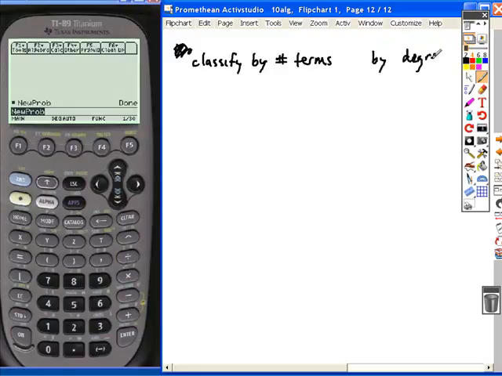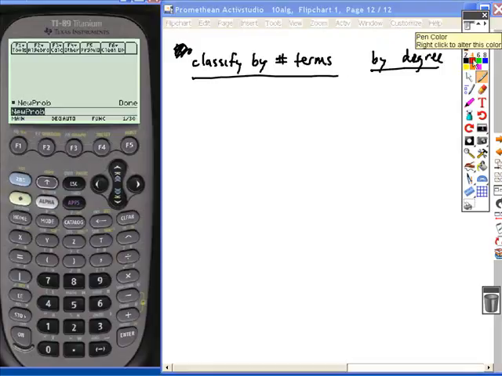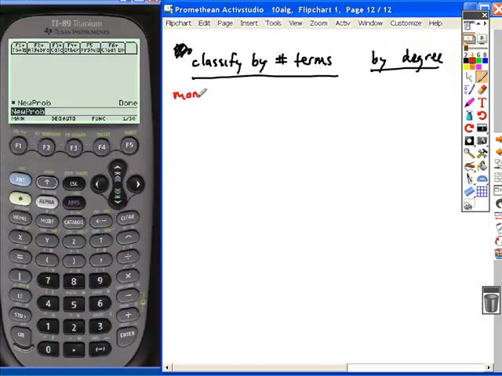All right, there's two types of classifications that you may be asked, and that's classified by the number of terms and classified by degree. So as far as number of terms go, a monomial has how many terms?